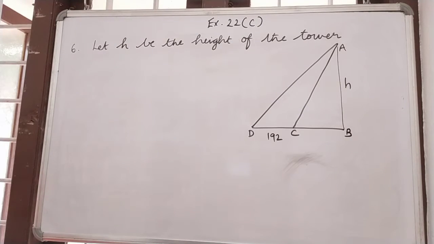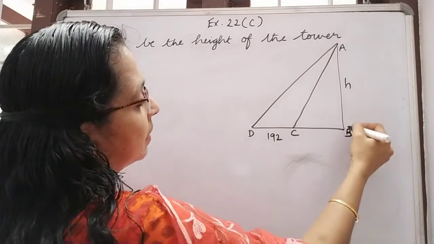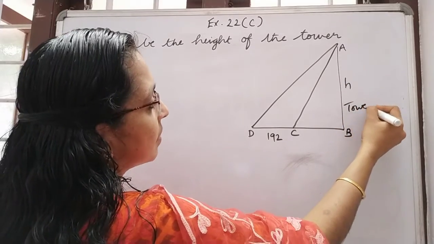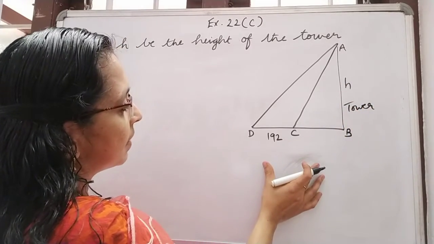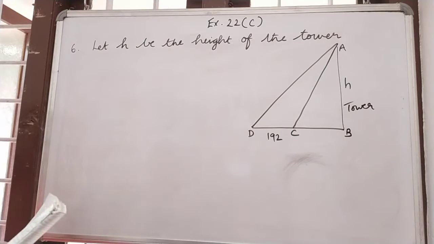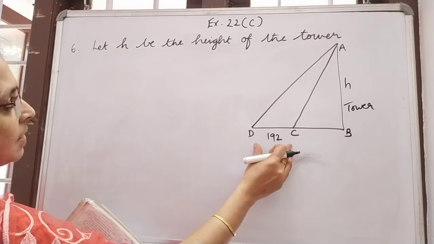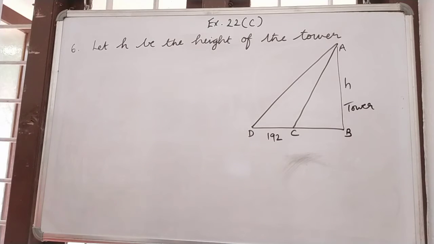So, it's given as on walking 192 meters towards the tower. Let AB be the tower, and let H be the height of the tower. On walking towards the tower 192 meters, what will be 192? DC. Length of DC is 192.